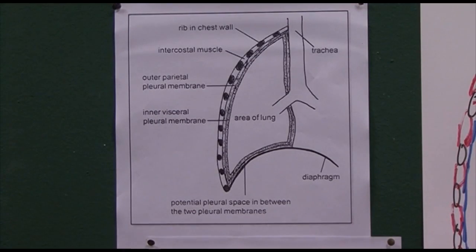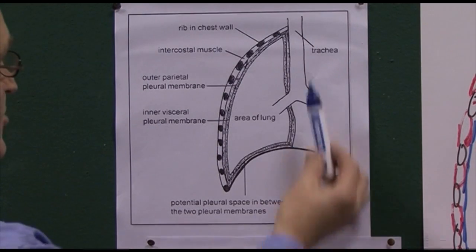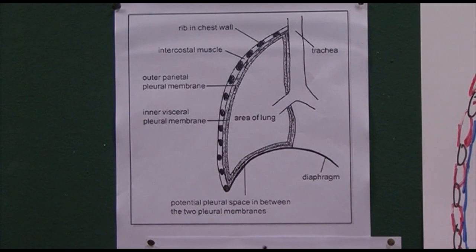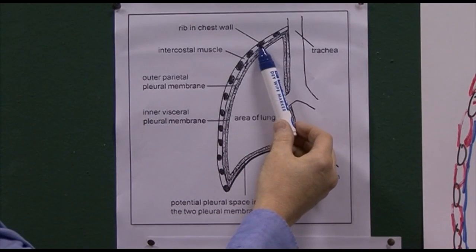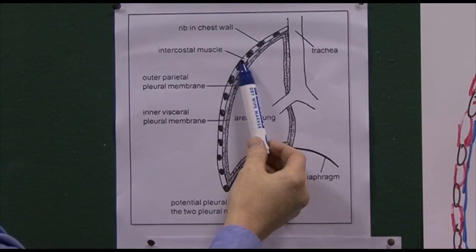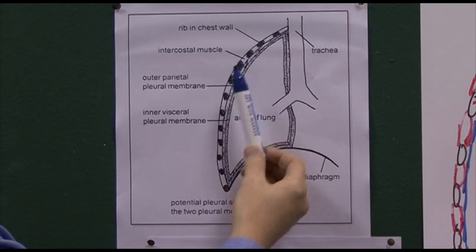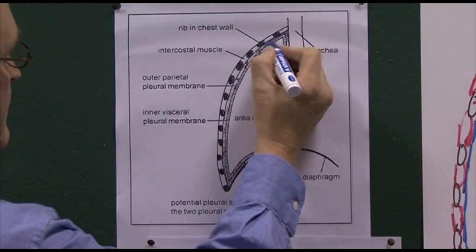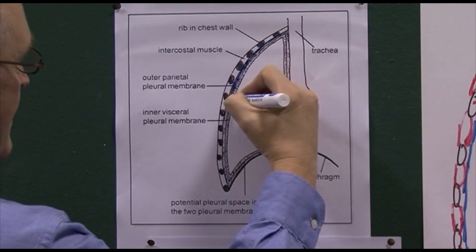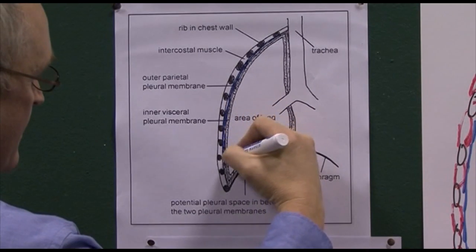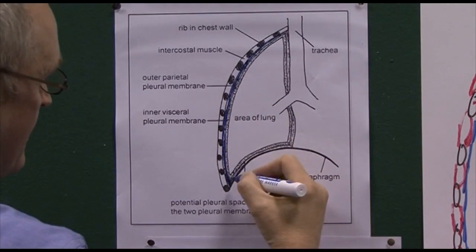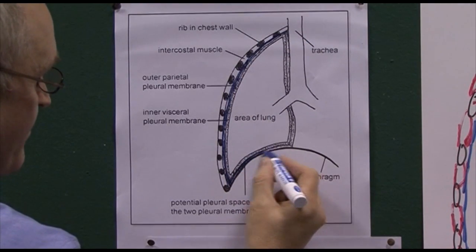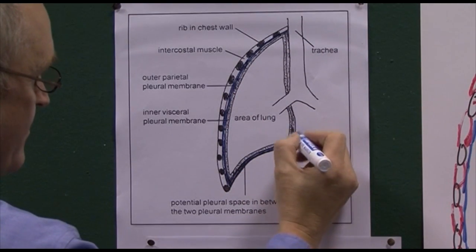So this is the diagram out of the Pathophysiology book actually. We can see the trachea. In this case that will be the right main bronchus. We can see the rib in the chest wall. This area would be the intercostal muscles. And here we see the outer pleural membrane, and last time we drew that in blue, so we'll do the same. So here we see the outer pleural membrane along the inside of the thoracic cavity, top of the diaphragm, through the chest.